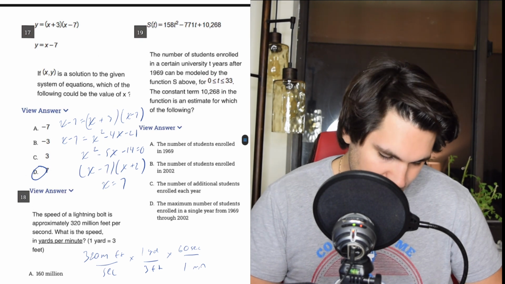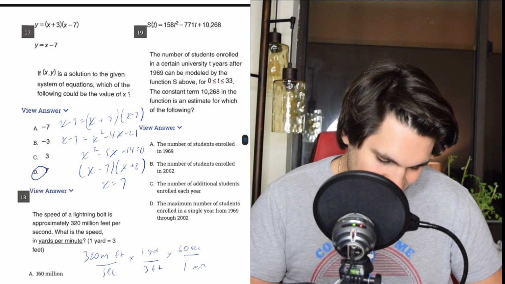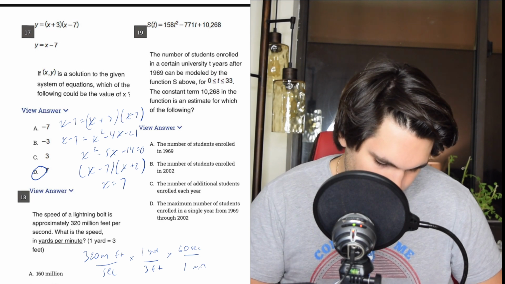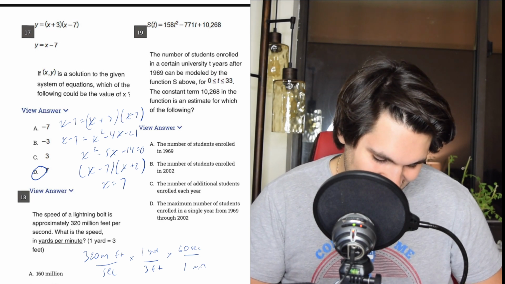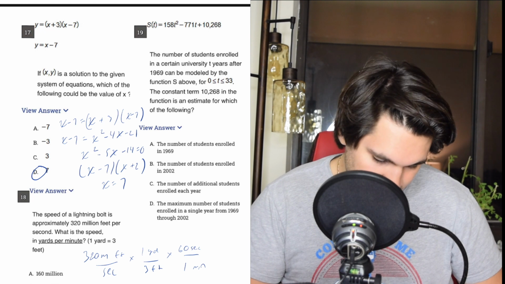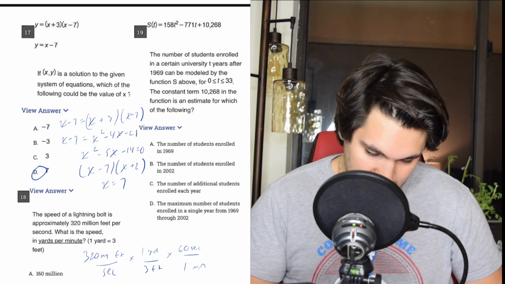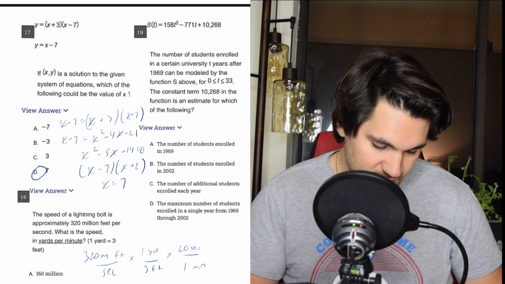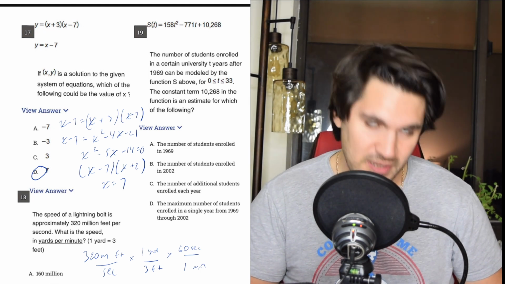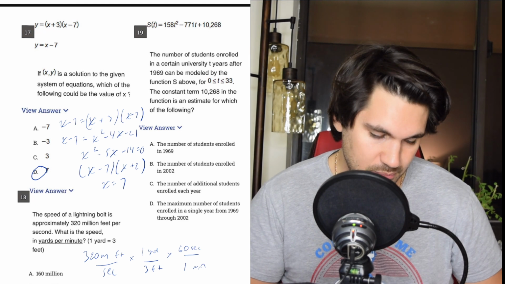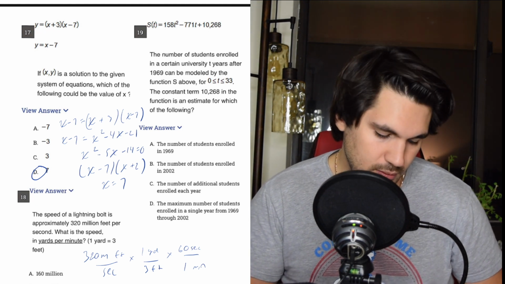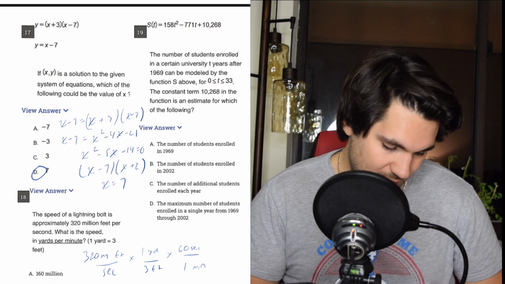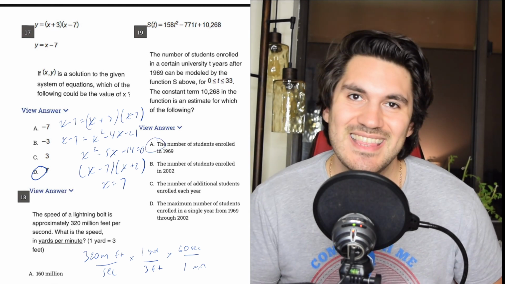Number 19, we have a function. The constant is an estimate for which of the following? Well, let's see. This is the number of students 2 years after 1969. So that means the number that's by itself is simply where the function basically started. So that's the number of students enrolled in 1969, because at that point the years that passed after 1969 was 0. And if we plug 0 in, we're going to get 10,268. So that one makes perfect sense. So A is the answer.